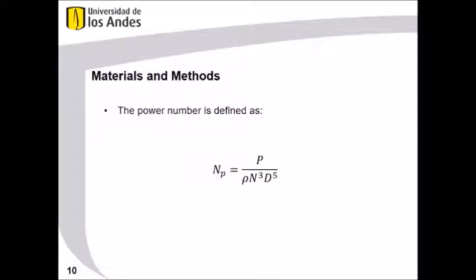In this graph, it can be appreciated that the power number depends on the Reynolds number. For laminar regimes, this value is higher, although it decreases substantially. On the other hand, for transition regimes, the magnitude of the decreasing slope is smaller. Finally, for turbulent regimes, this value is practically constant, but lower than in the transition regime.